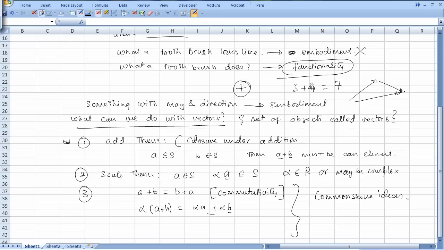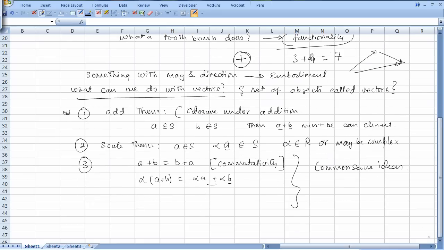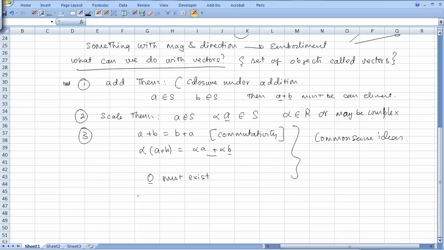The one thing that's somewhat surprising and which is not common sense is that there should be something called a zero. And the zero should have some very nice properties. A plus 0 must be A, and corresponding to every element there should be a negative element, which if you add it must give me 0.